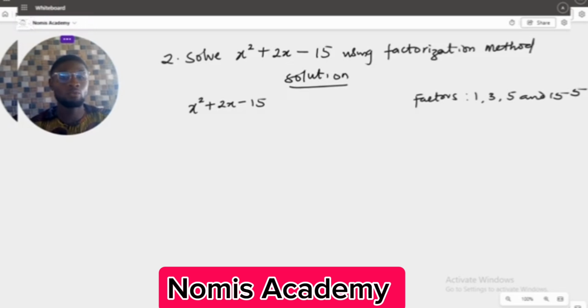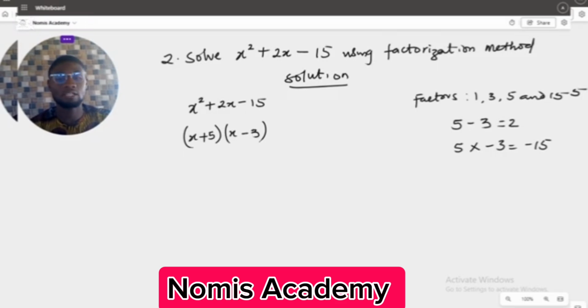For me to get 2, I will need 5 minus 3. I know 5 minus 3 gives me 2. That's correct. What about 5 multiplied by minus 3? That gives me minus 15. So 5 and minus 3 work for what I want. I can go back to my equation and factorize by opening the bracket. Since x has a coefficient of 1, I can just write x, then put in those factors as I have gotten them, which is plus 5 and minus 3. So I just factorized it.